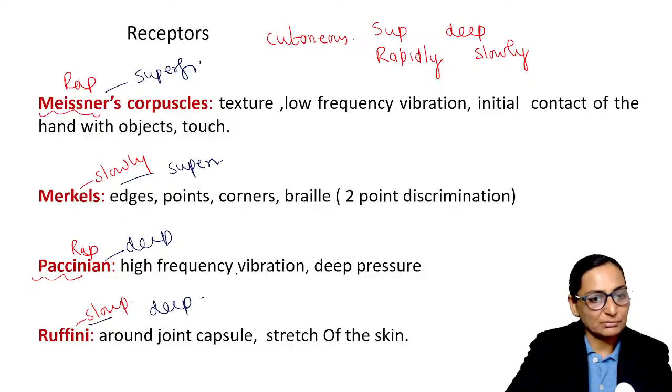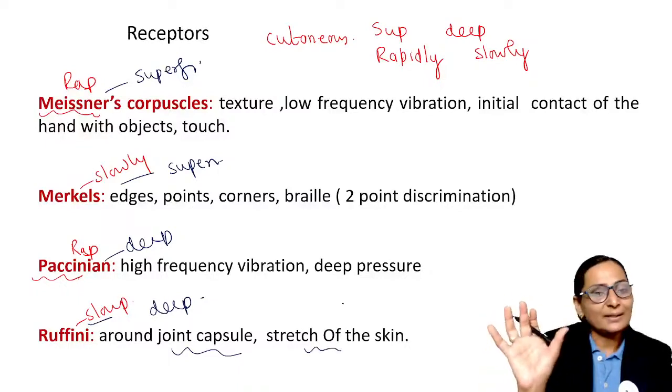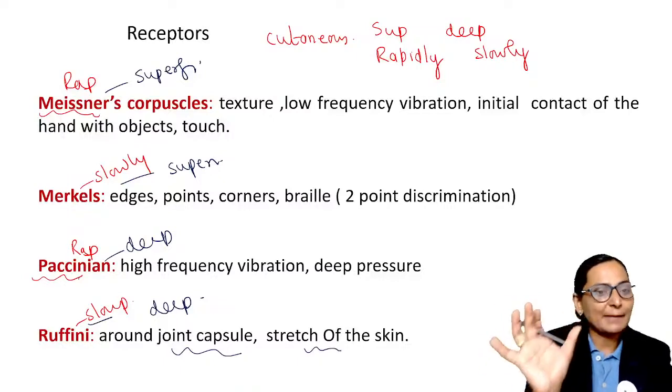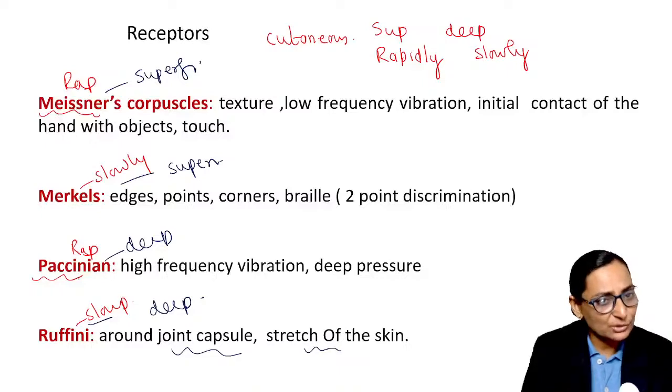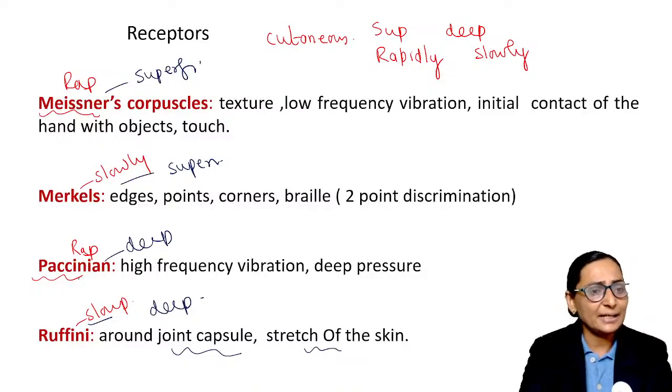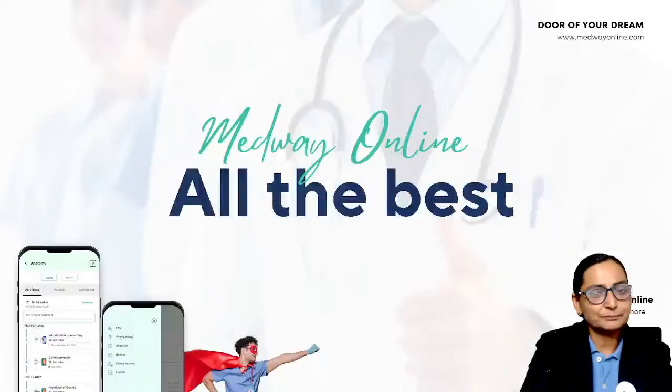among the others would be Pacinian with high frequency vibration. Ruffini is present around the joint capsule, most importantly stimulated with the stretch of the skin. Also important to identify the shape of the object when it is kept in the palm. Again, this can also come as an image-based question and is a very, very high yielding area, a repeatedly asked question, and always taken in the class.